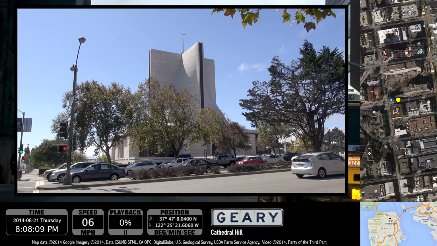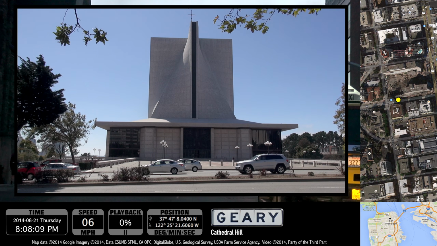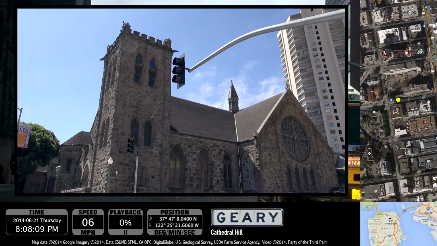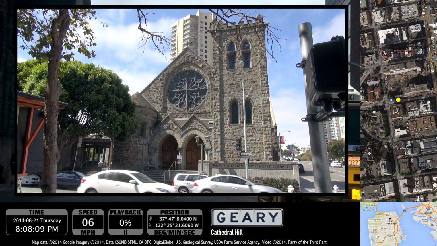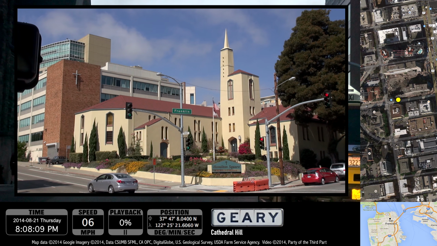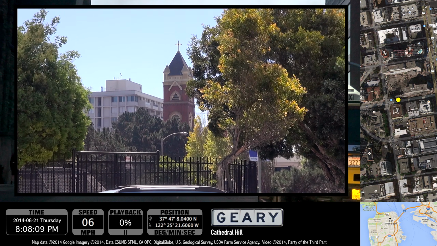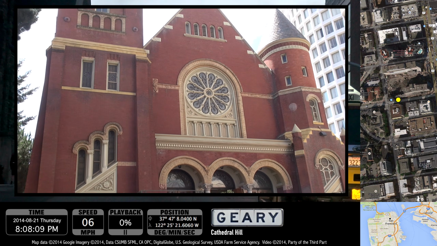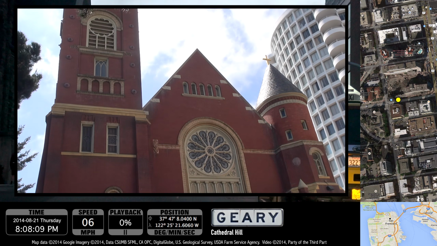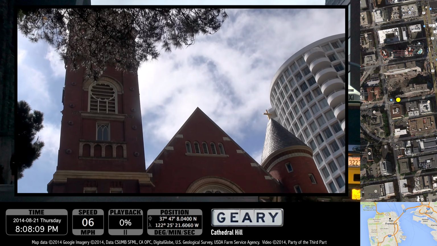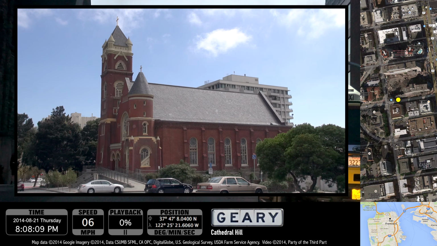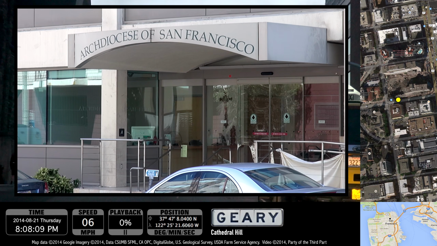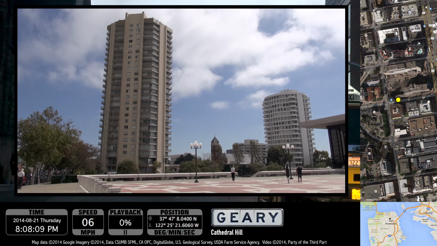Cathedral Hill gets its name because of a number of churches that were built on this hill. People have a propensity to build churches on hills. Over time, those churches have become surrounded by other high-rise buildings, in this case residential buildings.